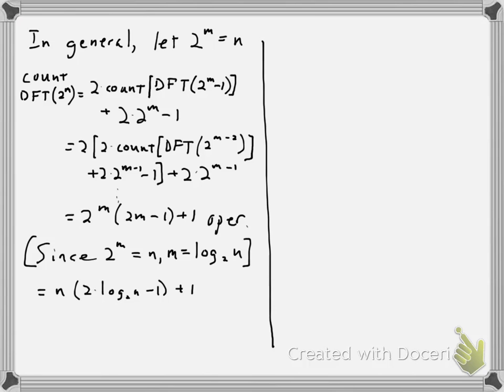So what's the order count for a fast Fourier transform? The fast Fourier transform has complexity on the order of n log n, which is better than n squared. So the fast Fourier transform is computationally more efficient.